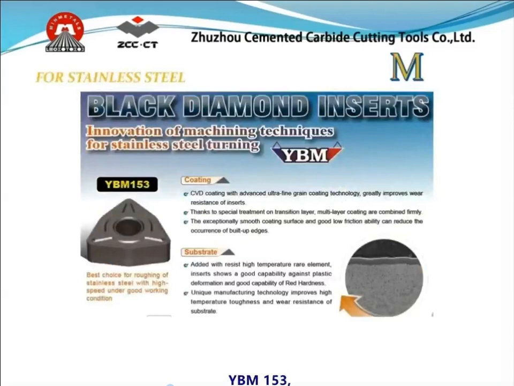Next one, YBM 15.3, the best choice for high-speed roughing of stainless steel under good working conditions. The substrate has been added with a rare element that can resist high temperature, improving red hardness and anti-plastic deformation capability.